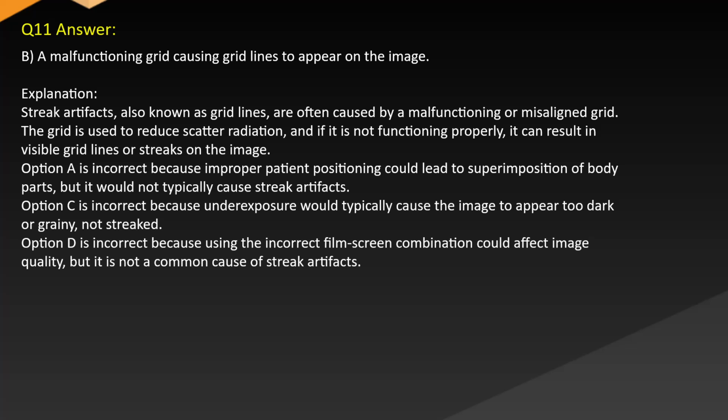Option A is incorrect because improper patient positioning could lead to superimposition of body parts, but it would not typically cause streak artifacts. Option C is incorrect because underexposure would typically cause the image to appear too dark or grainy, not streaked. Option D is incorrect because using the incorrect film screen combination could affect image quality, but it is not a common cause of streak artifacts.